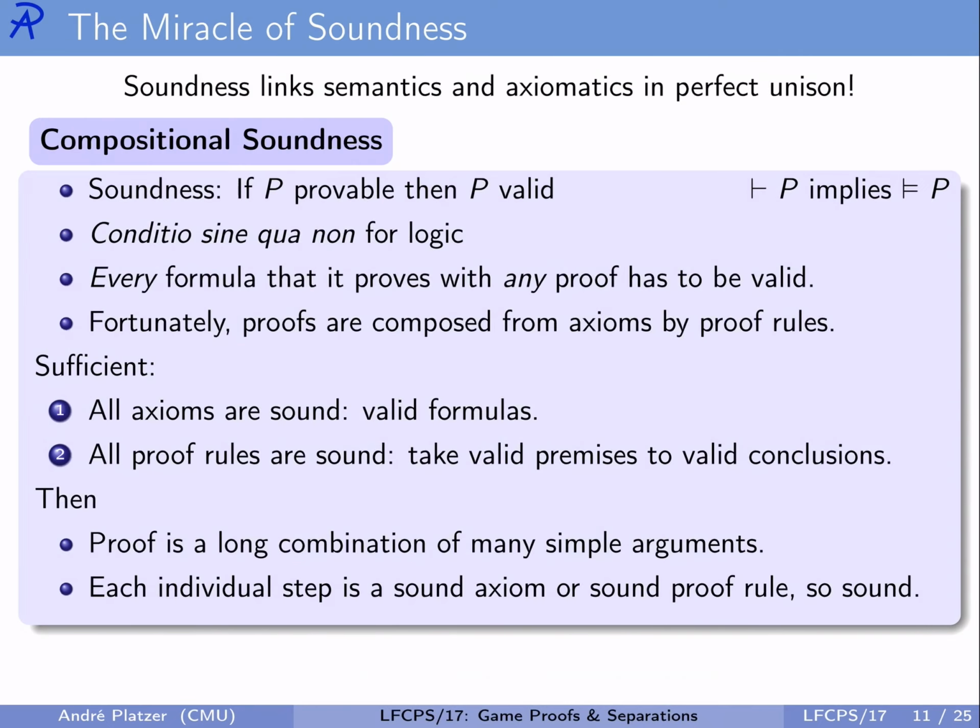Notice what we've done. We observe the miracle of soundness because soundness links semantics and axiomatics in perfect unison. We have a compositional soundness argument. What we need to do here, just like in all the other cases, for soundness we need to show that if a formula P is provable, then it's valid. We also write it like this. This is what we sometimes use as notation to say that P has a proof, and if P has a proof in our calculus with axioms and proof rules, then it had better be valid, meaning true in every state.